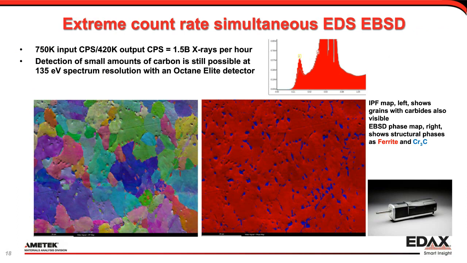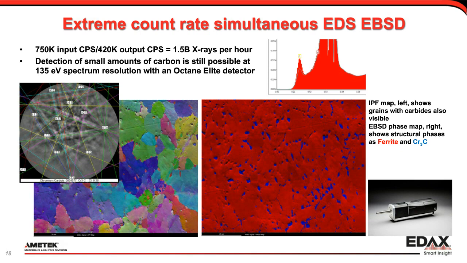Here is an example of a combined EDS EBSD map on a ferritic material with chromium carbides. The simultaneous EDS data was collected with an input EDS count rate of 750,000 counts per second and a throughput count rate of 420,000 counts per second using an Elite detector. When EDS spectra are then extracted from this dataset afterwards, changes in carbon content of only a few weight % can be shown between the matrix and carbide grains. The patterns from the EBSD then confirm the type of carbide as a chromium 3 carbon.